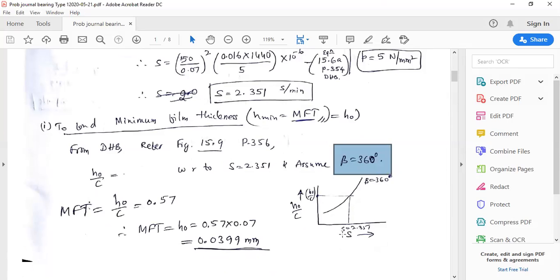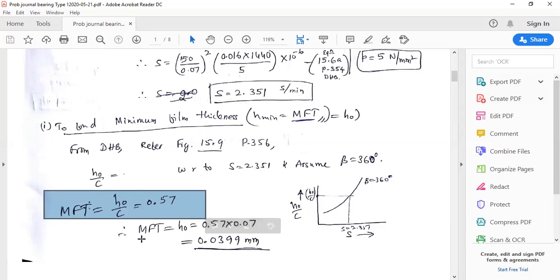Based upon that, S is 2.351 along the abscissa, and there are a number of curves with respect to different values of beta. For 360 degrees, we have to get that point and move along the horizontal line, so that we get the value of H naught by C on the ordinate, on the y-axis. What we get here is 0.57. So H naught by C is 0.57.